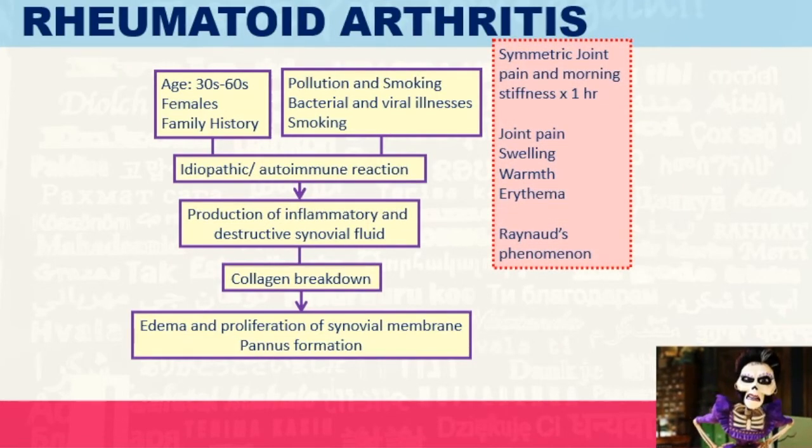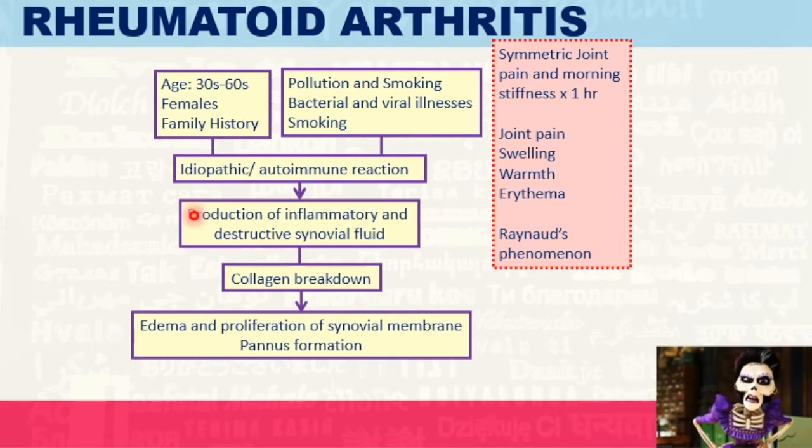Now, I would like to talk about rheumatoid arthritis, which is actually the next topic. But just for you to compare the pathophysiology, I would like to discuss this now. Rheumatoid arthritis is common among ages 30 to 60. It's more common among females. And then, of course, family history, a strong family history predisposition. Then you have pollution, smoking, bacterial and viral illnesses. Although they would say that rheumatoid arthritis is idiopathic in origin and has autoimmune implications, the factors I've mentioned are the risk factors associated with this.